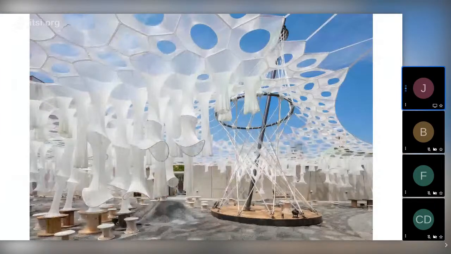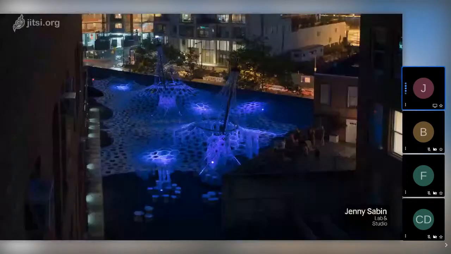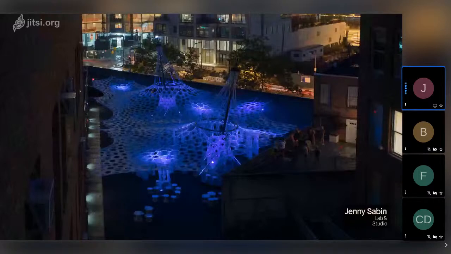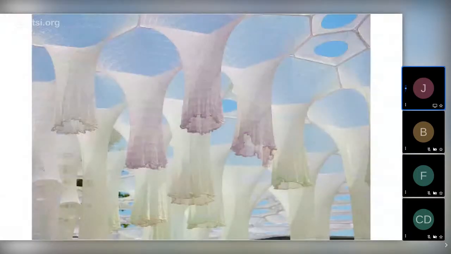during programmed events. Here you can see a view of the larger canopy with the photoluminescent fibers being activated, and the solar active fibers exhibiting subtle changes of color with these sort of pastel yellows, pinks, and blues.